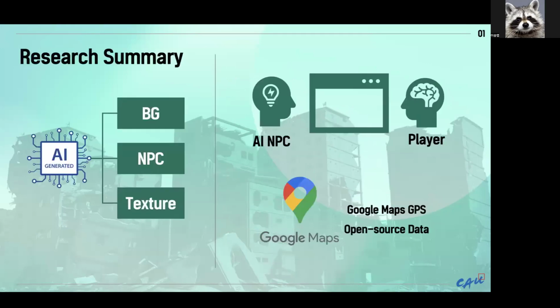This research uses three generative AI models to create audiovisual game elements such as background, NPCs, and the texture in the game. In the virtual environment, the protagonist can explore history by walking around a war-torn city and interacting with AI NPCs of various professions. Based on GPS open-source map data from Google Maps, the game aims to recreate realistic scenes of real events by using a game platform which is very familiar to the public.